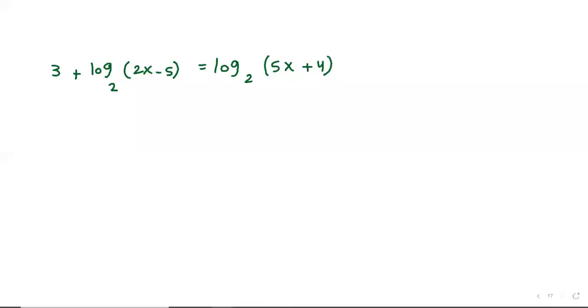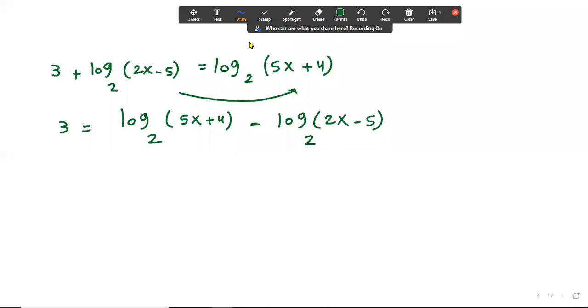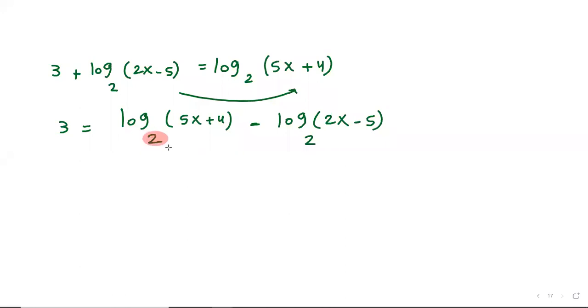I want to get the value of x in this example. I have 3 plus log of 2x minus 5 in the base 2 equals log of 5x plus 4 in the base 2. So we can move it to the other side: 3 equals log of 5x plus 4 in the base 2 minus log of 2x minus 5 in the base 2, because they are like bases. The base here is 2 and the base here is 2, and we have minus here.